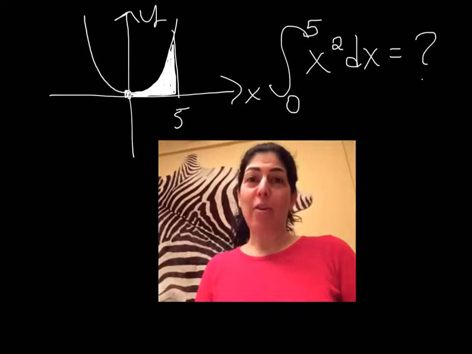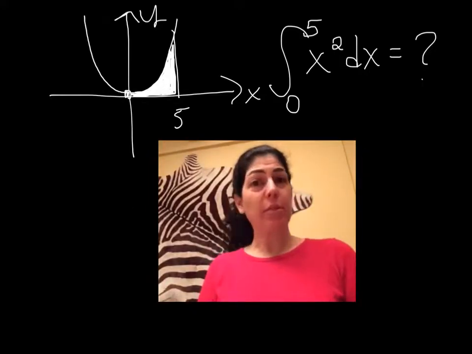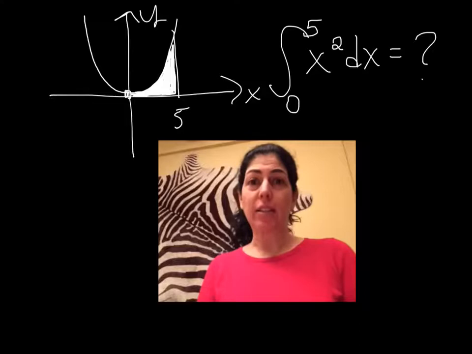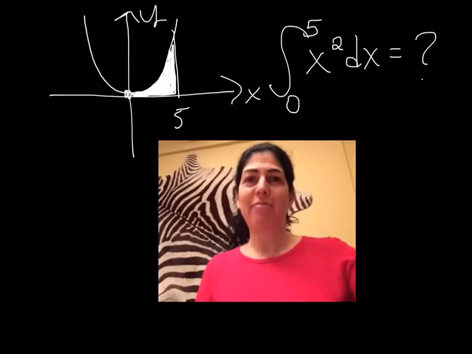We'd like to find the area between the graph of y equals x squared and the x-axis from x equals 0 to x equals 5. And we'd like to do a little bit better than just approximating. Let's see how this is done.